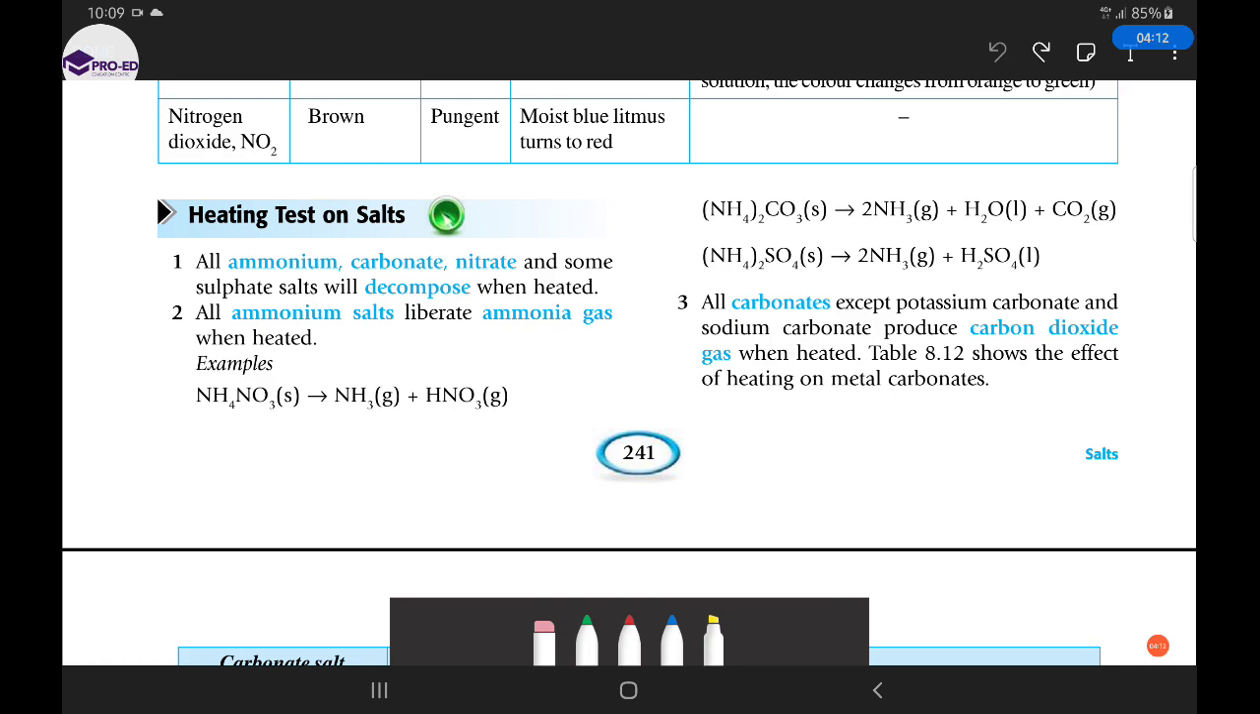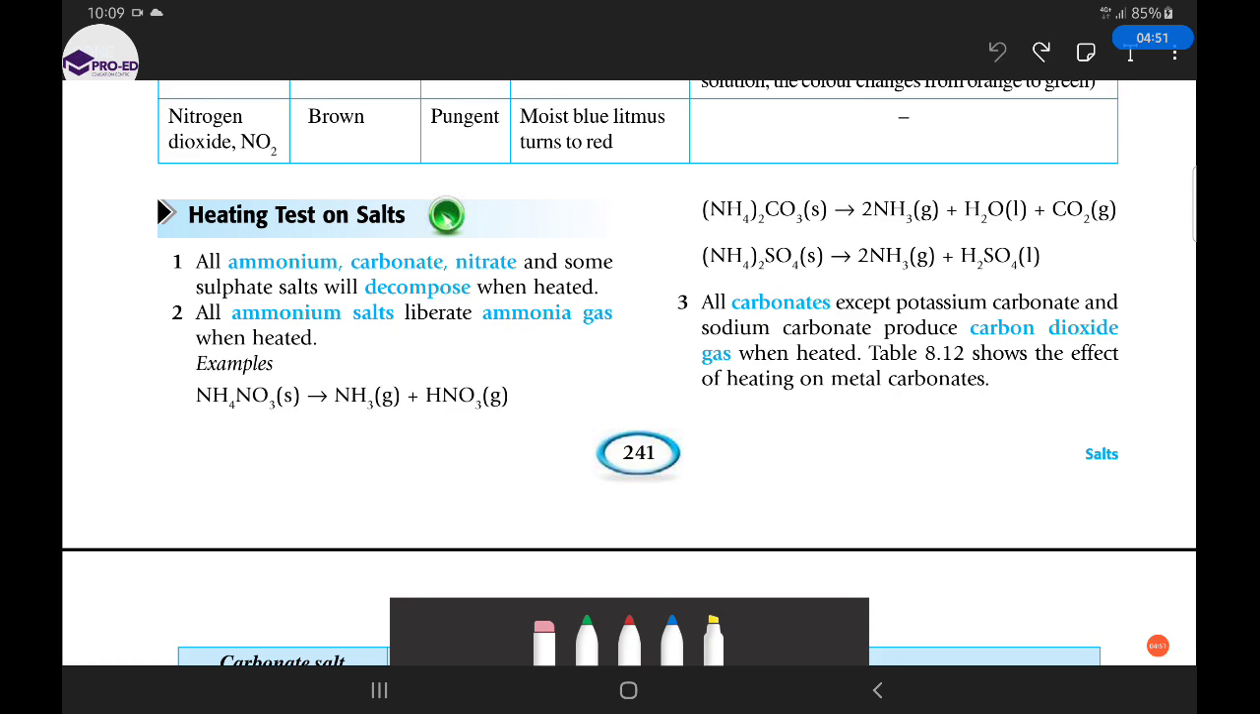So all carbonates other than potassium carbonate and sodium carbonate will produce carbon dioxide gas when you heat them up and decompose them. And table 8.12 will show the effects further. Basically, they're telling you if you have a carbonate salt and you heat it up, it will decompose and break down on its own, and one of the products will be carbon dioxide gas. This applies for all carbonate salts except two, the two most reactive metal carbonates, which are sodium carbonate and potassium carbonate.